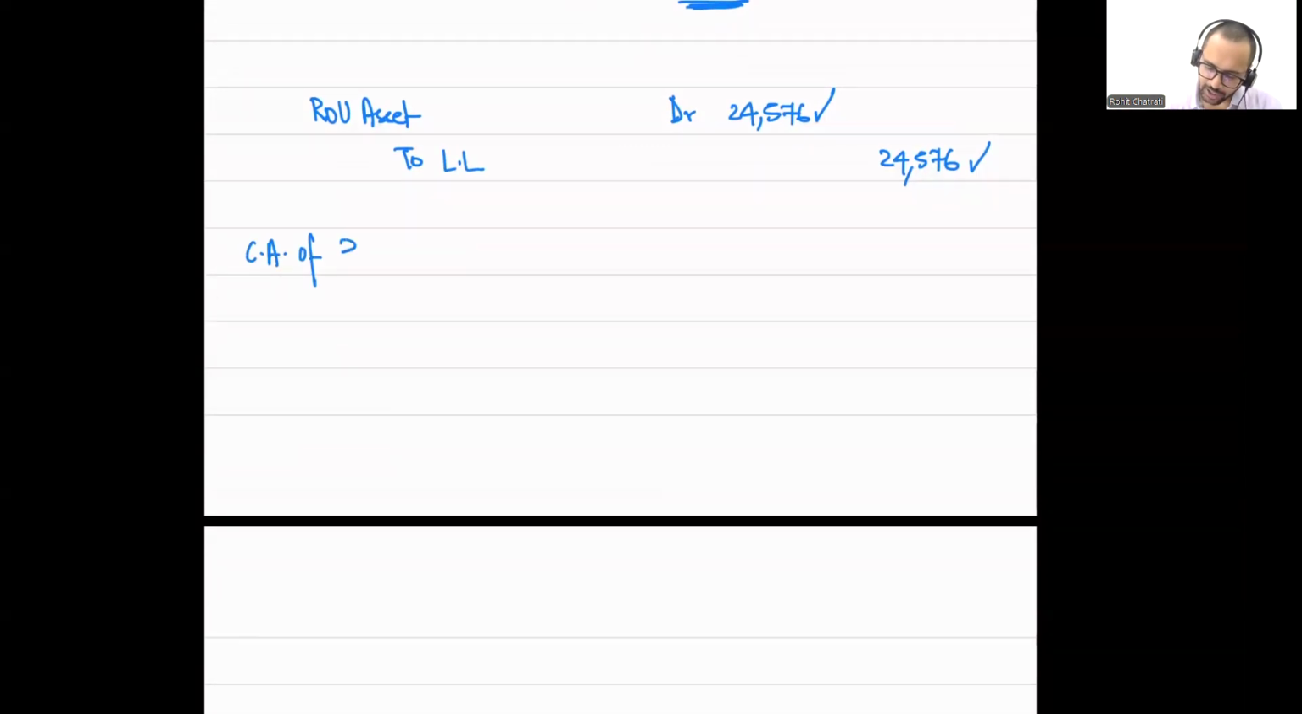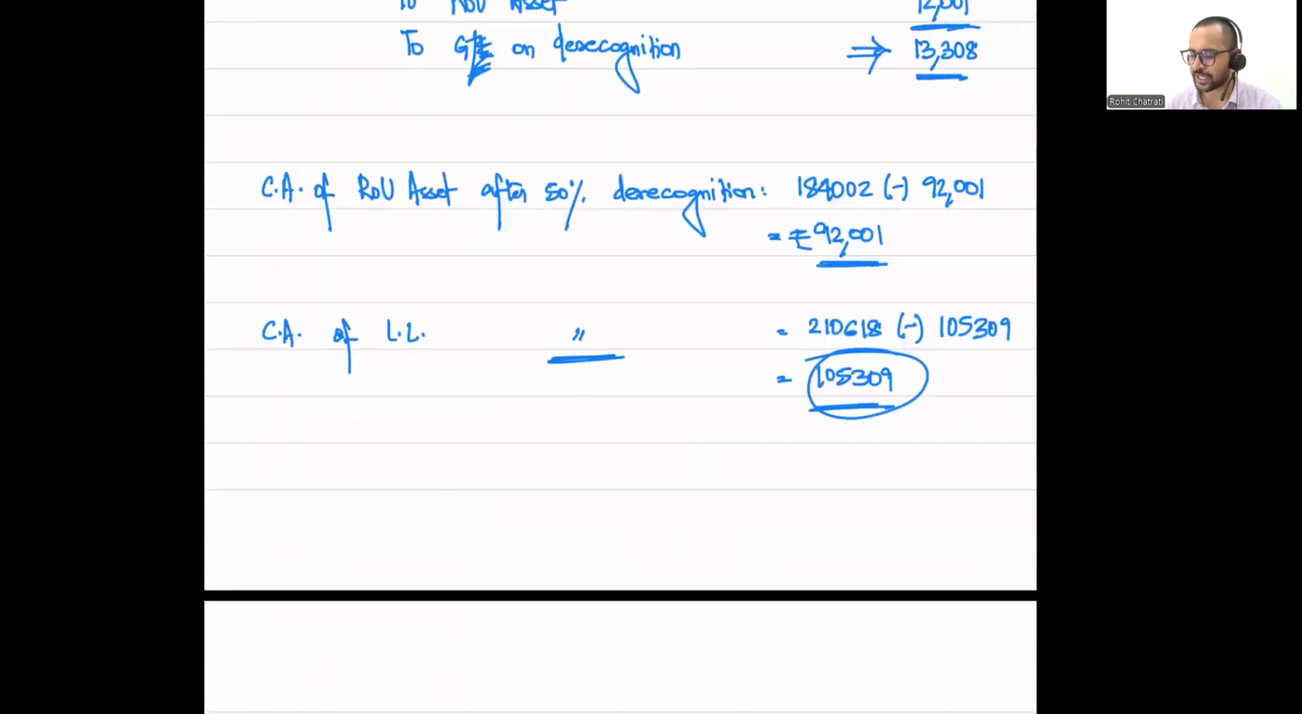Now after the modification, the carrying amount of ROU asset after modification. Earlier, we plotted the carrying amount of ROU asset after 50% derecognition. Now I'm plotting it after modification. I had a value of ROU asset after derecognition of 92,000.